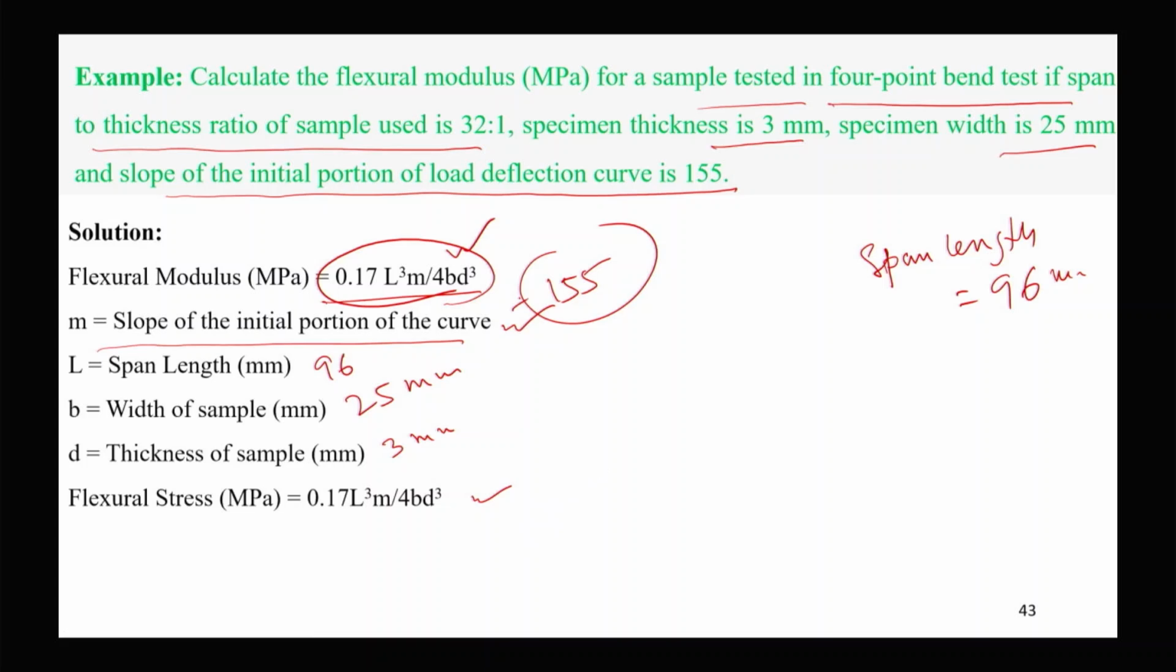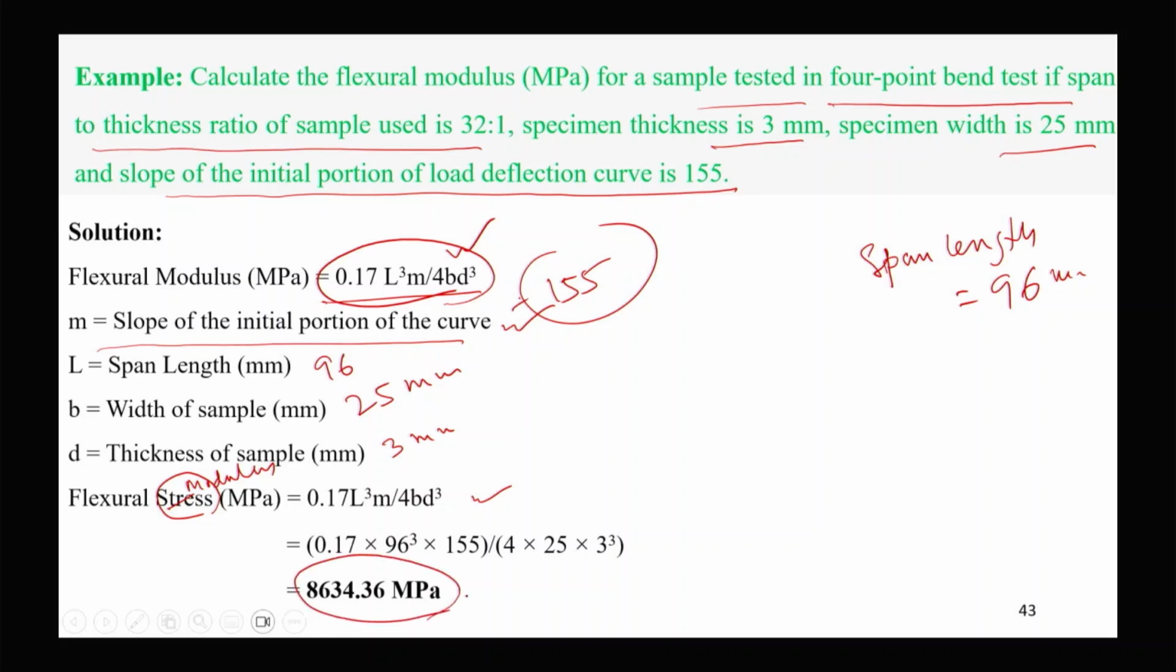This is actually flexural modulus. This is not modulus, not this. Flexural modulus. And by replacing all the data, we will get 8634.36 megapascal. This is the answer. So simply by replacing the data, one must know the relationship here and also what the ratio here has to be.